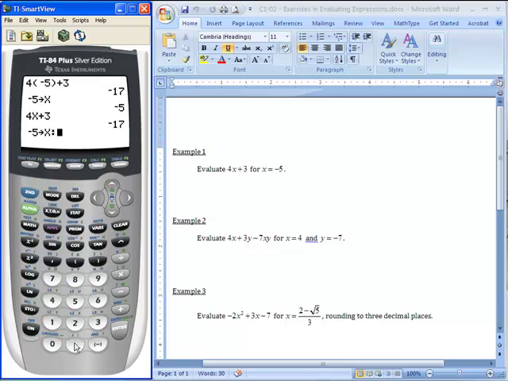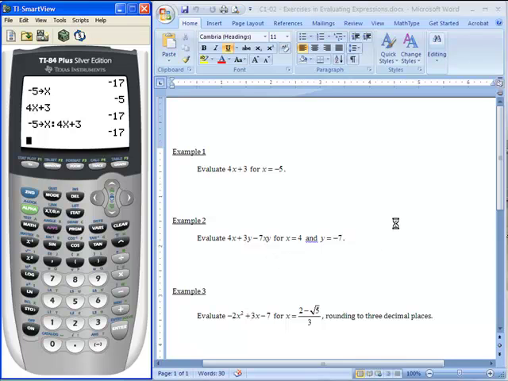So that's our first command. Our second command is the expression 4x plus 3. And we'll press enter. And then in this one command, negative 5 will be stored to the variable x, and then the calculator will evaluate the expression 4x plus 3 for that value negative 5, giving us back once again negative 17.